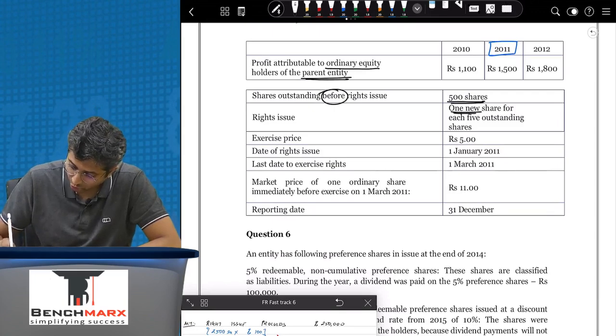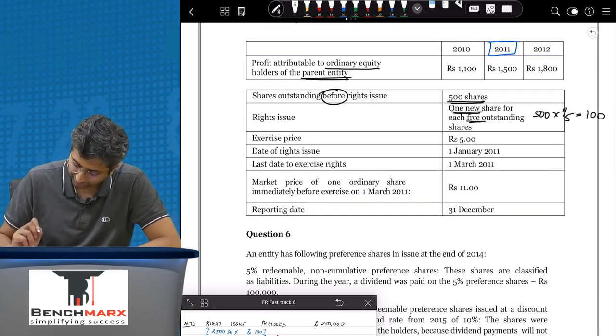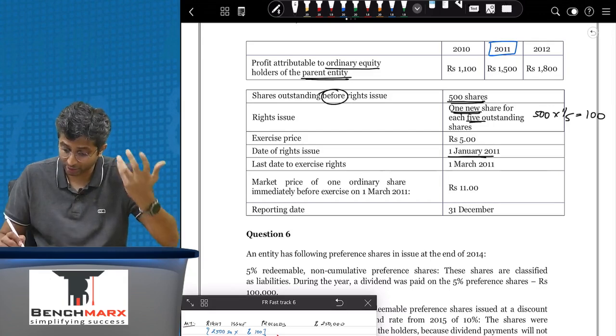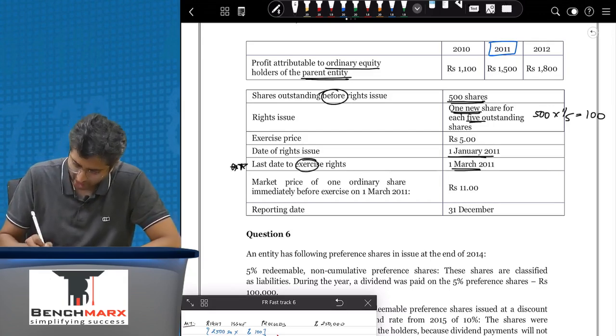Rights issue is 1 new share for every 5 shares outstanding. So this is 500 into 1 by 5, which is 100. The exercise price is 5 and the date of rights issue is 1st of January. That is when we have announced it, and the last date to exercise the rights is 1st March. This is an important date.